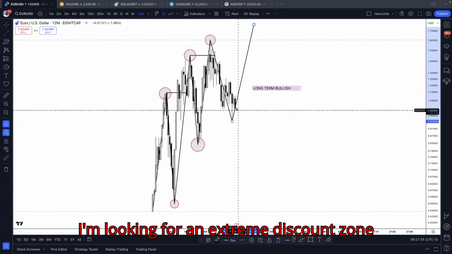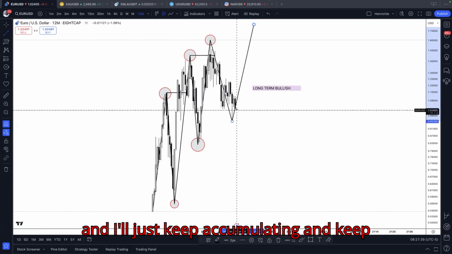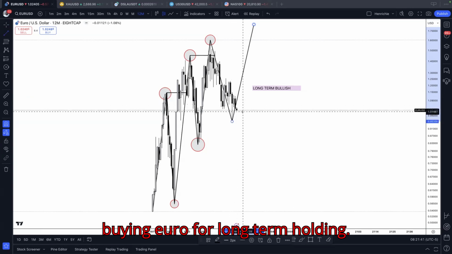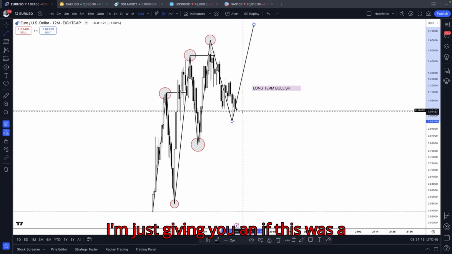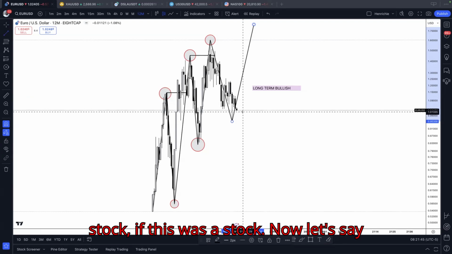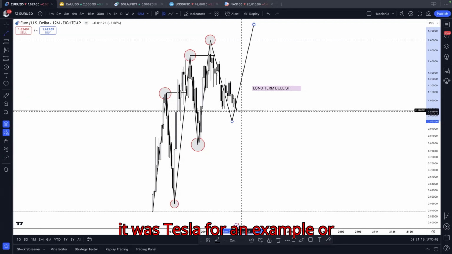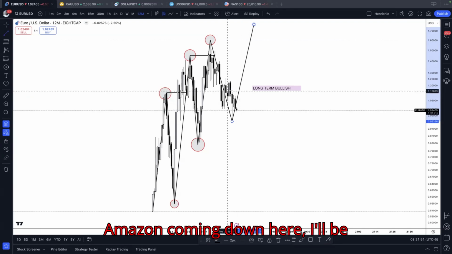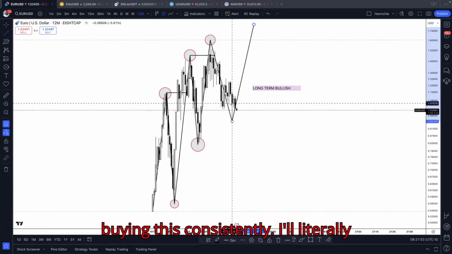Now, if this was an asset that I want to invest in, while Euro US dollar is coming down here, I'm looking for an extreme discount zone and I'll just keep accumulating and keep buying euro for long-term holding. I'm just giving you an example: if this was a stock, let's say Tesla or Amazon coming down here, I'll be buying this consistently.